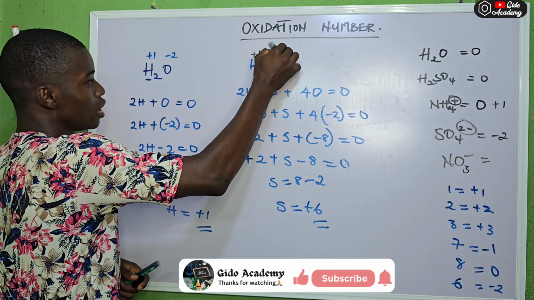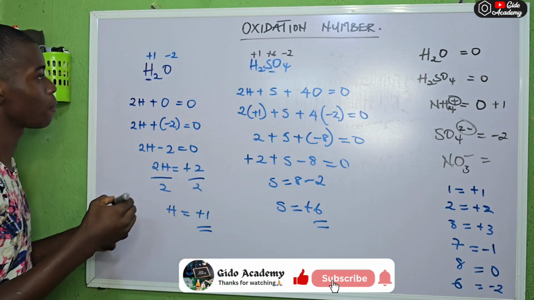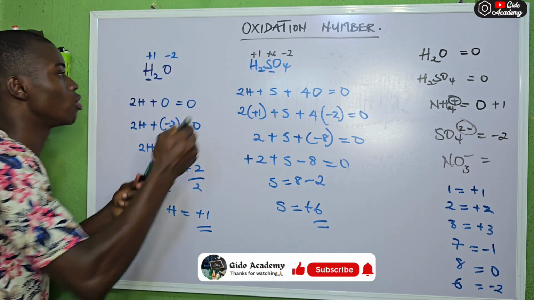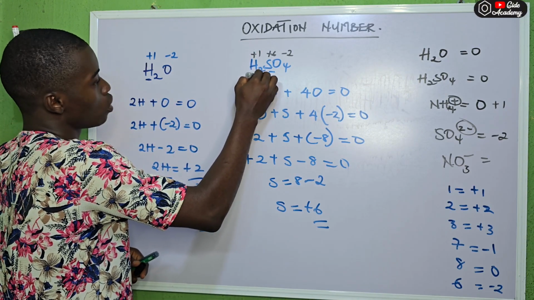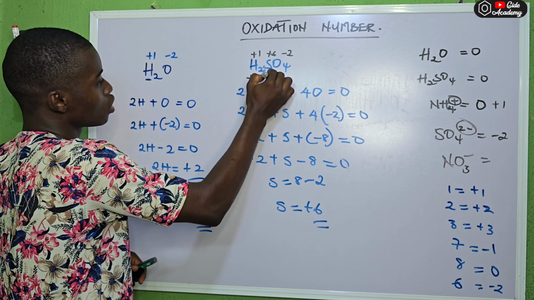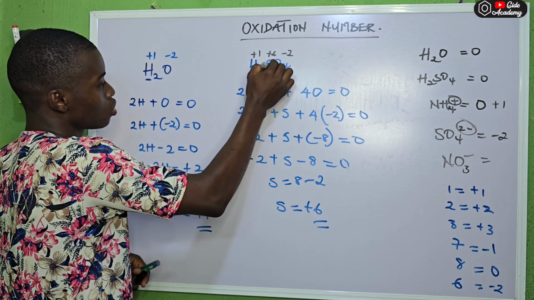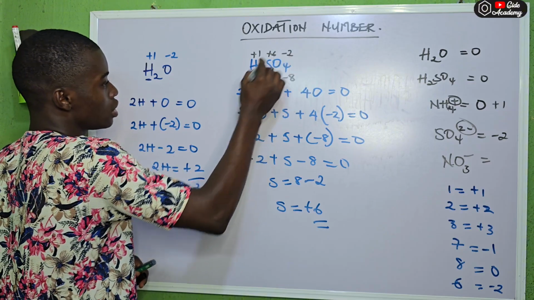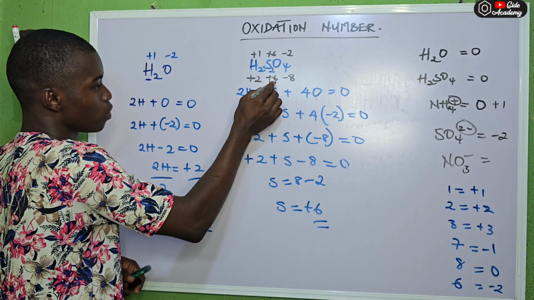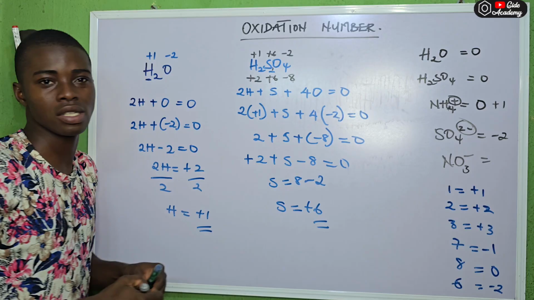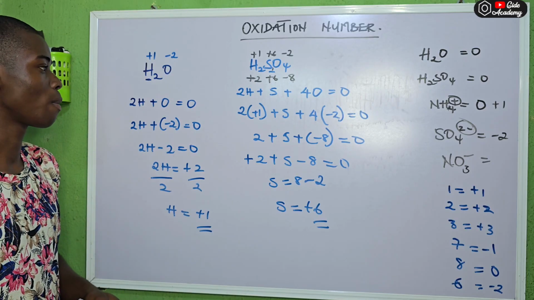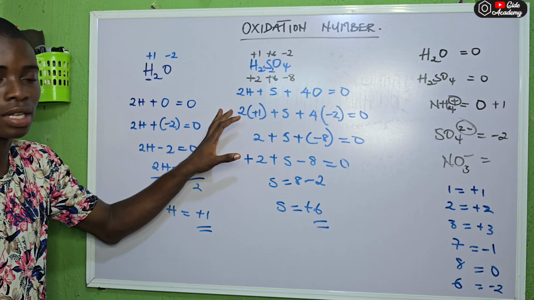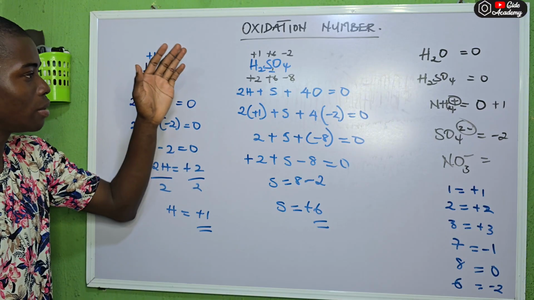Then oxygen here is minus 2. But let's confirm, how many hydrogen do we have here? 2. 2 times plus 1 will give us plus 2. Here is going to give us plus 6, just one sulfur. Then 4 times minus 2 will give us minus 8. So plus 2 plus 6 will give us plus 8, minus 8 will give us what? 0. So that's it. Now, in most cases, they will give you a form of a radical. You are still going to follow the same pattern.